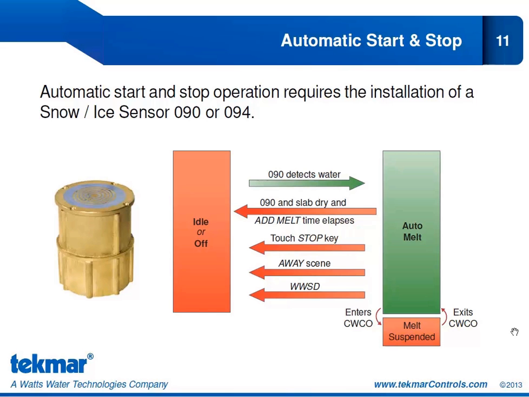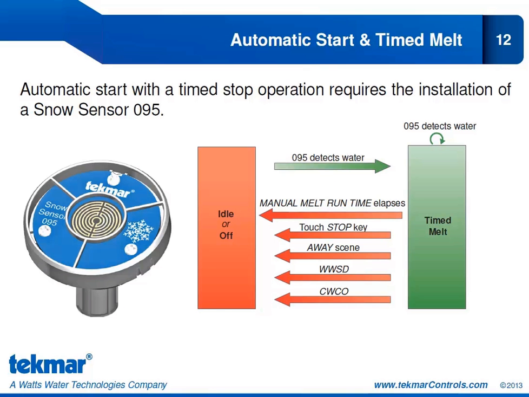The automatic start with a timed stop operation is possible when we install the snow sensor 095. So pictured here on the left hand side, it is the newest sensor for Tecmar snowmelt controls. It is compatible only with the 654 at this point. So how do we move from the idle or off state into a timed melt? Well, we do so when the 095 detects water. Once it detects water, we begin a timed melt cycle. And the length of that cycle is programmed by the installer or by the user. It is the manual melt runtime. When that elapses, we return to the idle or off state.